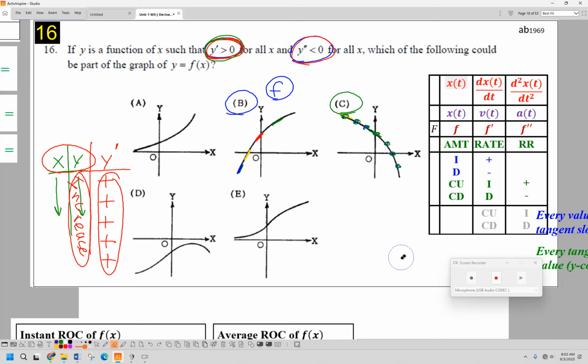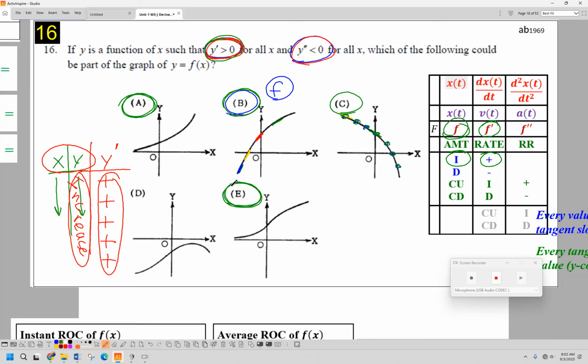Our clue was that f prime had to be positive, which meant f had to be going up. So that made A possible, B possible, and E possible.